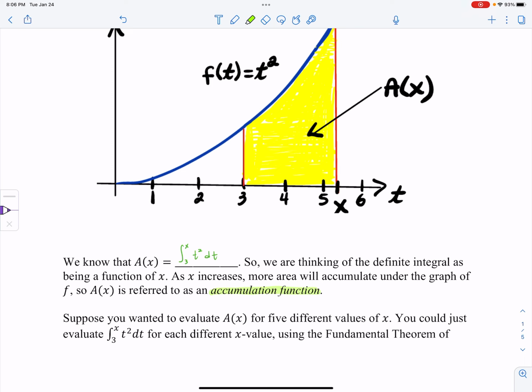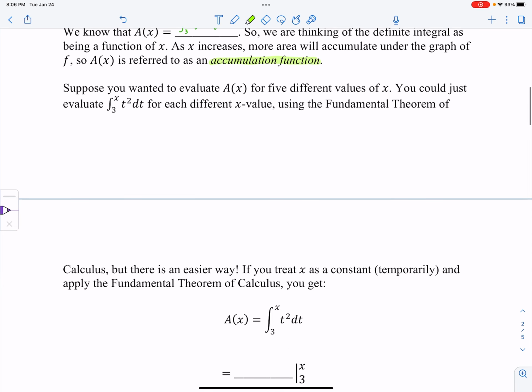So if you wanted to evaluate a of x for 5 different values of x, you could just evaluate the definite integral for each x value using the fundamental theorem of calculus, plugging those different values in for x and then evaluating using that first fundamental theorem of calculus. But there's actually an easier way. You can treat x as a constant temporarily and apply the fundamental theorem of calculus.